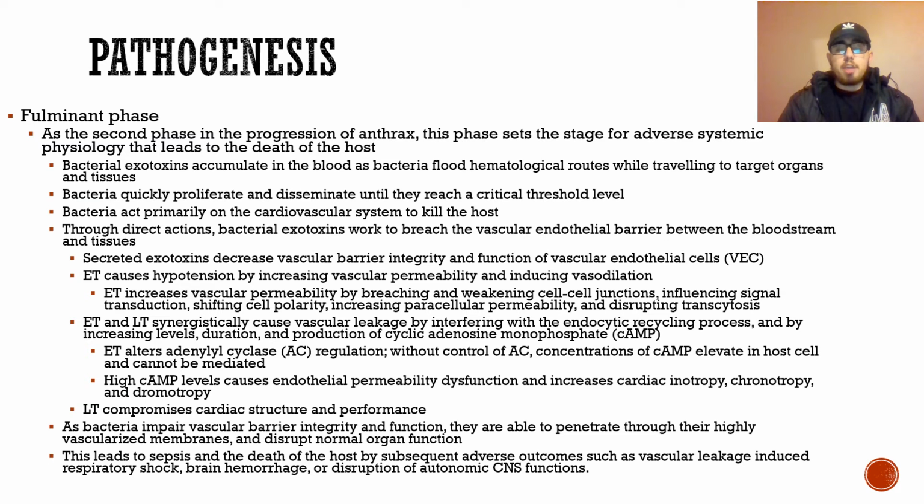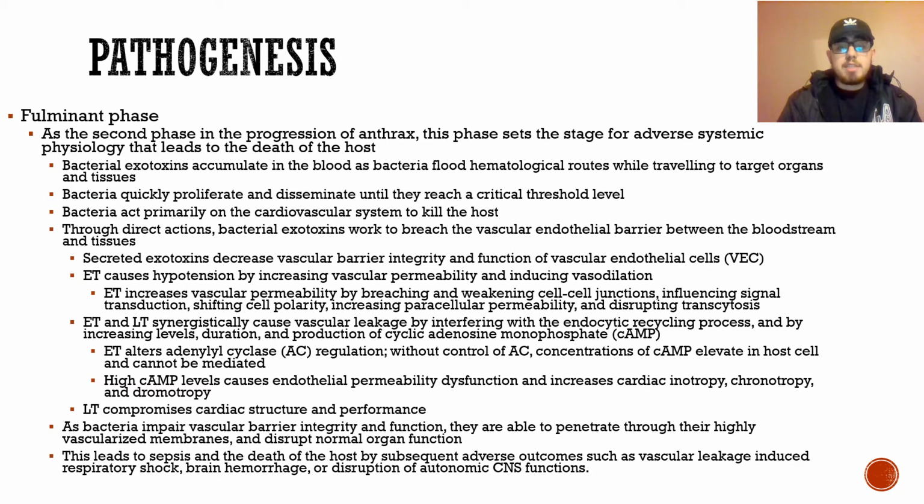Bacteria act primarily on the cardiovascular system to kill the host, although bacteria will also act on systems such as the immune system, the nervous system, and the endocrine system. But primarily in this phase, it's going to be about the cardiovascular system. This is how they're going to kill the host, kill the individual. Through direct actions, bacterial exotoxins work to breach the vascular endothelial barrier between the bloodstream and tissues. This is going to allow them to get in between the tissues and the bloodstream and establish their infection.